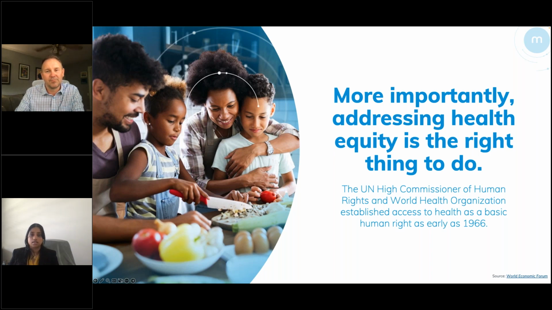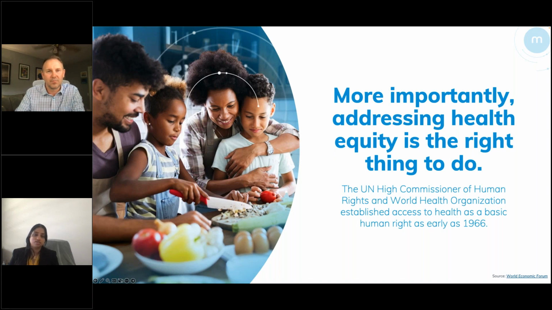I know it comes across as an industry buzzword. I know CMS is telling all of us that we need to address it, and we're trying to figure out how can we do it in a meaningful way. But it really is the right thing to do to ensure that we see equitable health outcomes.